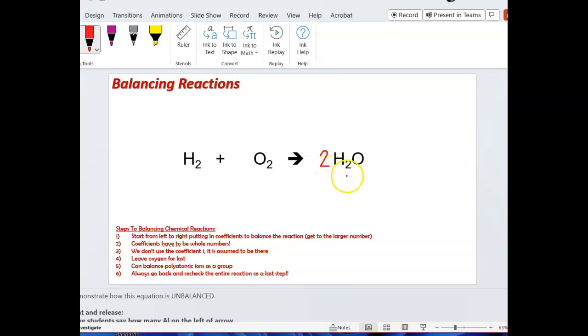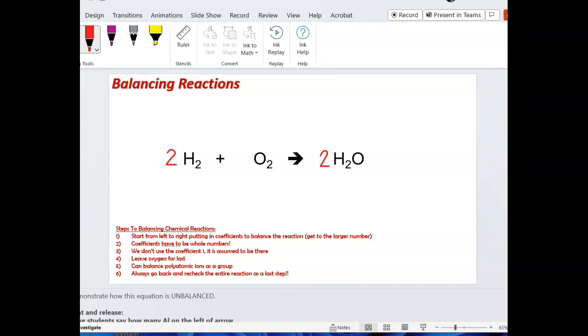So now I have 2 times 2, 4 hydrogens that came out of the reaction. So I need to get now 4 over here. And you want to ask yourself, 2 times what gives me 4? 2 times 2 gives me 4. And now it should work. But as your last step, always go back and check. So we have 2 times 2, 4 hydrogens that went into the reaction. 2 times 2, 4 hydrogens that came out. We have 2 oxygens that went into the reaction, and 2 times 1, 2 oxygens that came out of the reaction, and so therefore it works.